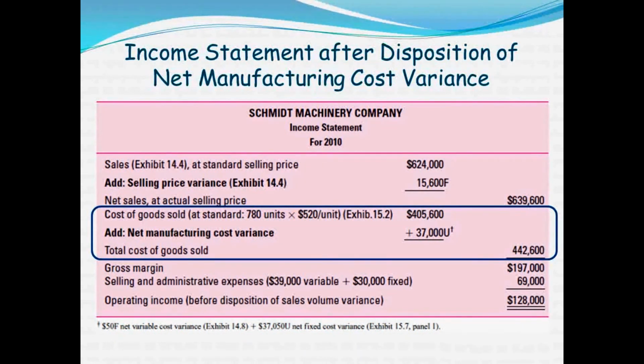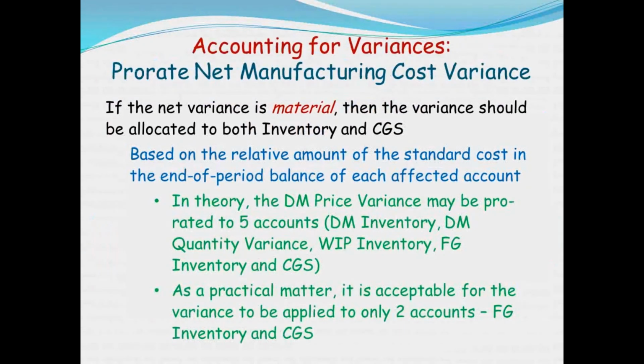And so, now to me, 37,000 is reasonably material. So you can do it this way for this material, what you're showing here. A better, more exact way to do it is allocated between inventory and cost of goods sold. It'll allow you to have more reasonable results. In theory, you should be doing it towards 5 accounts, but it's fine to do it between the 2 accounts. Finished goods inventory and cost of goods sold.